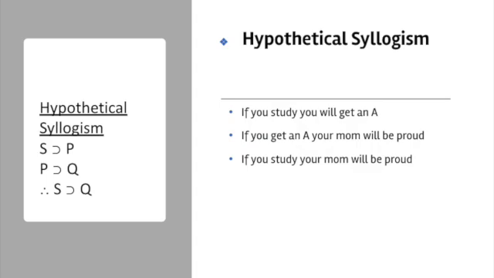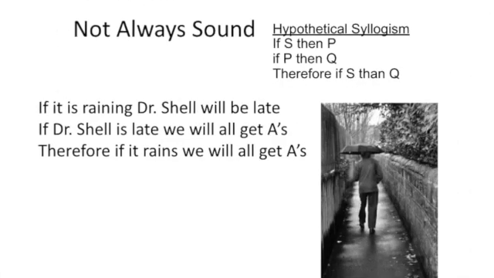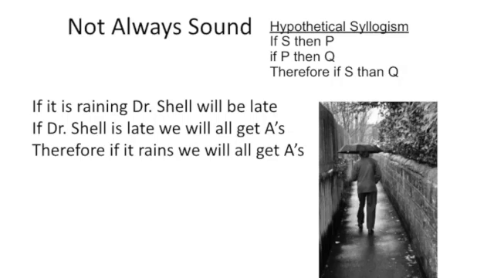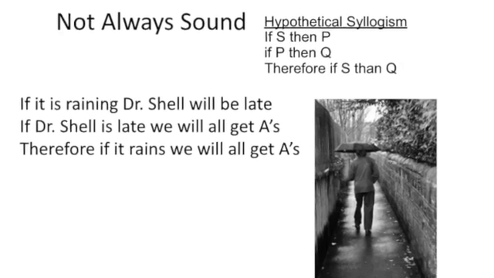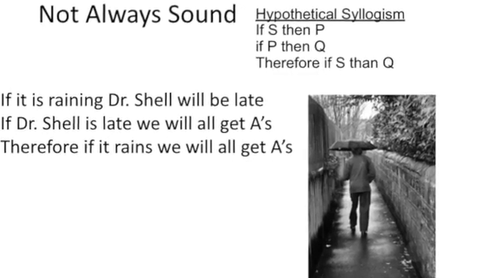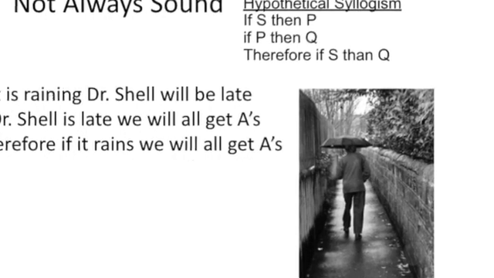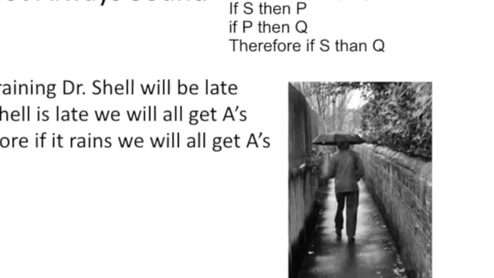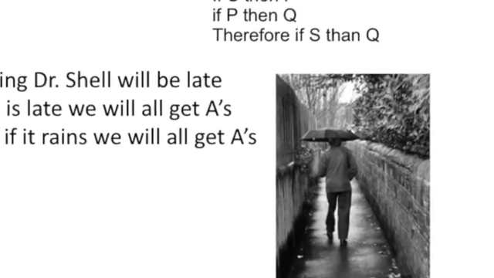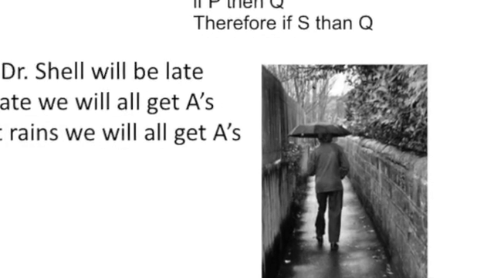So now this does not always hold if the premises are false. Again, we have that same problem. So here we are again, a perfectly valid hypothetical. If it rains, Dr. Shell will be late. If Dr. Shell is late, we all get A's. Therefore, if it rains, we all get A's. Now, that is perfectly valid, but it's unsound.